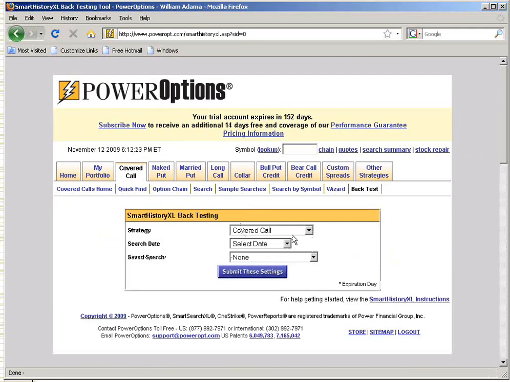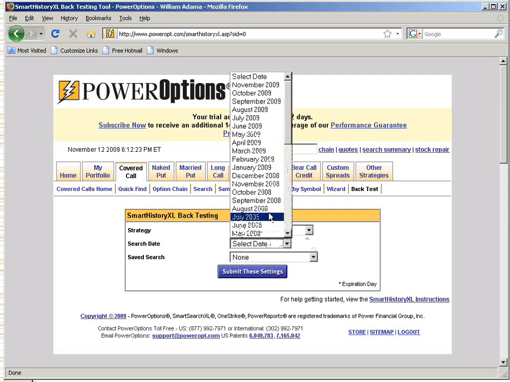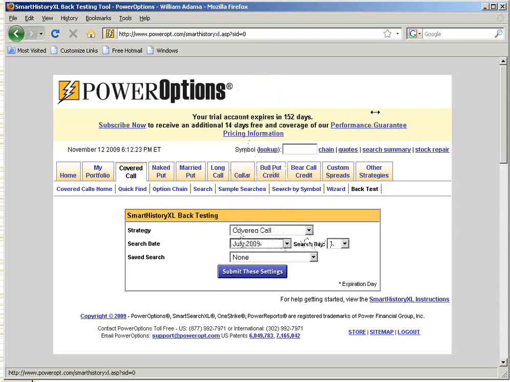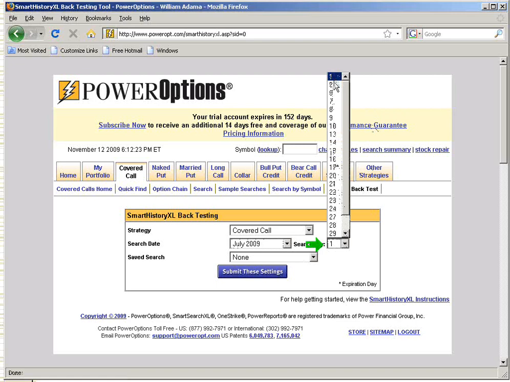Okay, so we're currently in the November month, and to start with, let's say we wanted to backtest this new strategy we just created, this new criteria set in covered calls, and see how it would have performed, let's say, over the last 3 months. So let's assume that we're going to go back to July. So I'm in the covered call. I'm going to select July 2009. Once I select the month, this days field is going to appear. And when I click the drop down here, you'll see that it shows us every trading day.